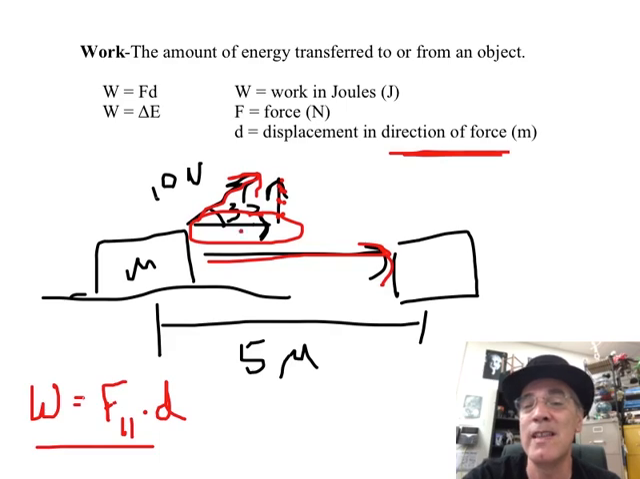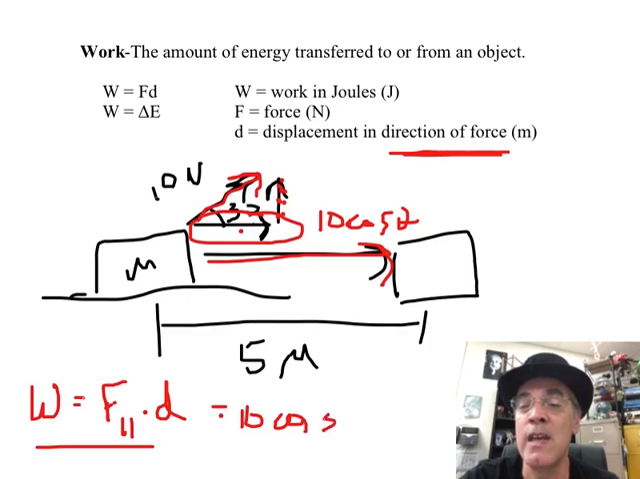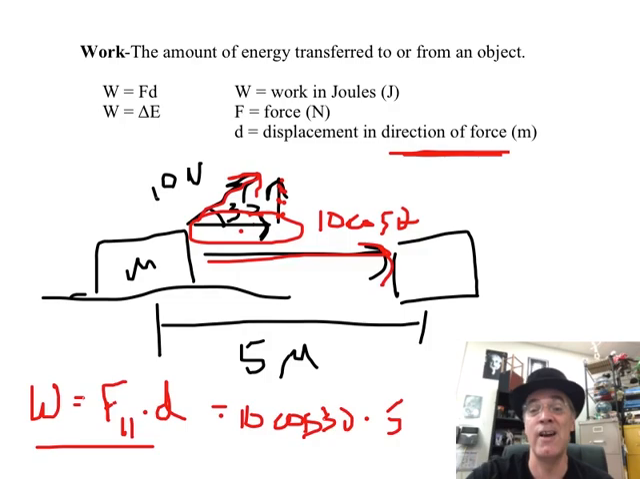So in this one, we'd have to take this component, which is going to be 10 cosine theta. Yeah, and I know I said we weren't going to use cosines. We do it a little bit. So this is going to be 10 cosine 30 times 5 to find out how much energy is added to this particular system.